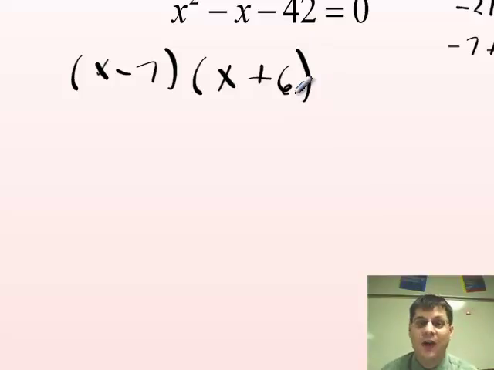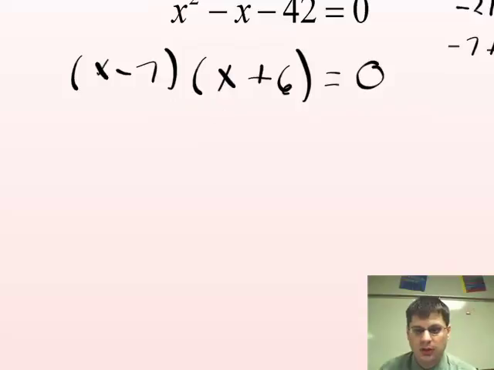Now, if you were just factoring, if it just says factor, you stop there. But this one we are solving. We're looking for the roots. We want to find what x equals. So we're setting this equal to 0. Now, what does this mean?